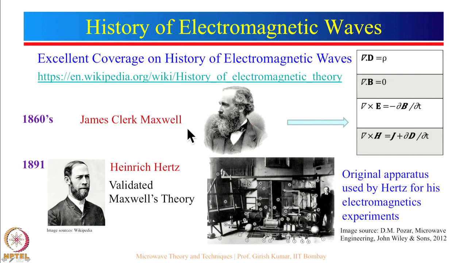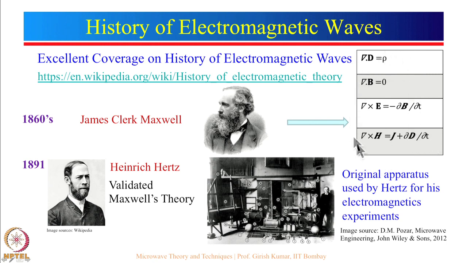For example, Gauss' law is there, Ampere's law is there, Faraday's law is there. But electromagnetic wave equations were first proposed by Maxwell in the 1860s, and I am sure you must have studied the four famous Maxwell's equations in electromagnetic waves. I will just quickly read them for you. Divergence of D is equal to rho, divergence of B is equal to 0, curl of E is minus del B by del t, and curl of H is J plus del D by del t.